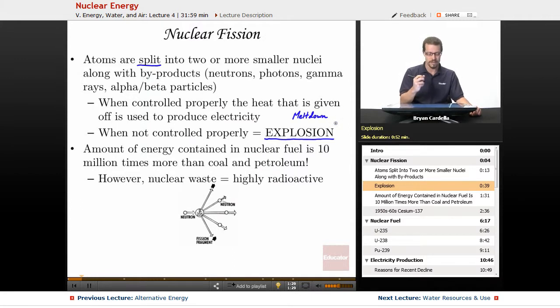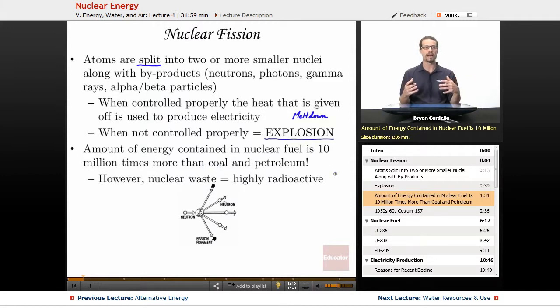If controlled properly, it can work very efficiently. The amount of energy contained in nuclear fuel is 10 million times more than coal and petroleum. If that's hard to believe, this is actually on an atomic level in terms of the potential. It's incredible what you can get by splitting up atoms that are atomically very heavy. The one downside is that the nuclear waste generated is highly radioactive, and how to dispose of it properly without harming the environment and people is a problem. We're getting better at doing that, but it's still a major concern.